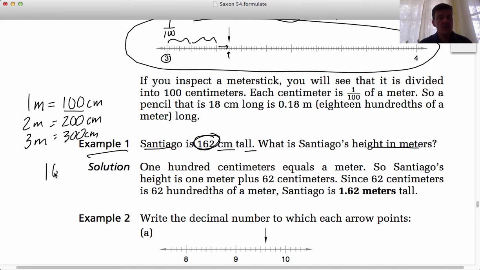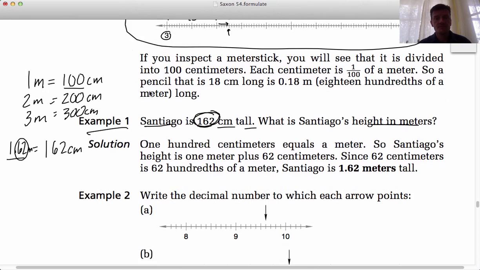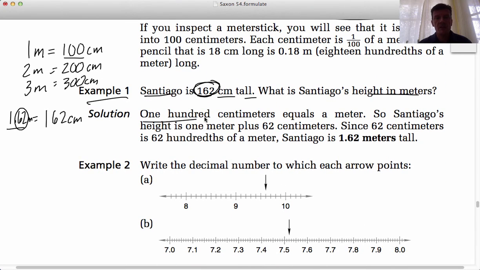Well, then we're going to use decimals. So 162 centimeters is going to be 1.62 meters. So imagine the meter stick is divided into 100 marks. Each of those marks is a centimeter. So that would be 1.62, 62 hundredths. Okay? So 100 centimeters equals a meter, so 1.62 meters is the same as 162 centimeters.